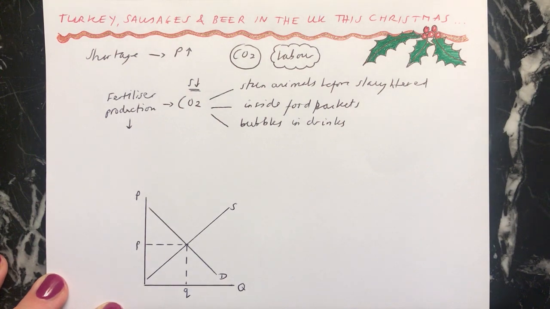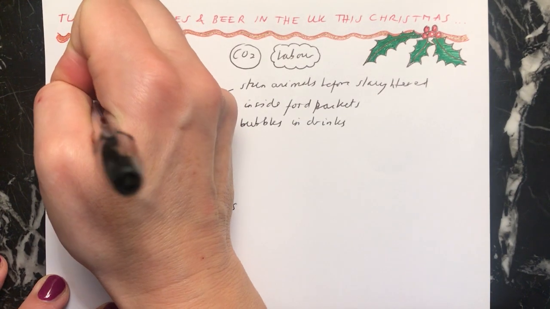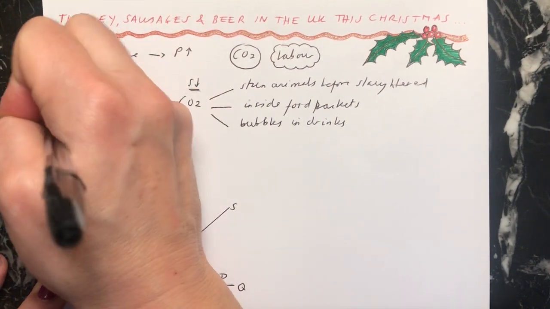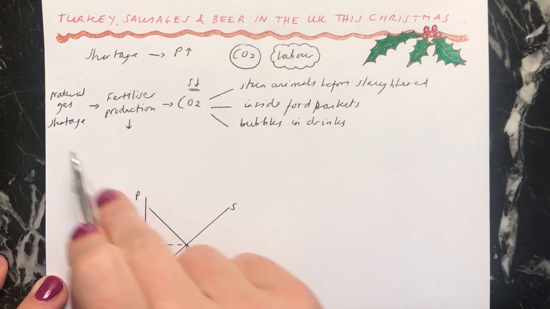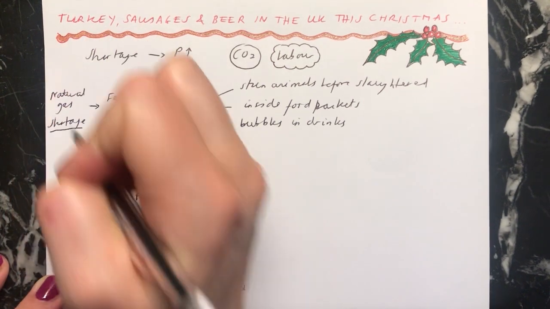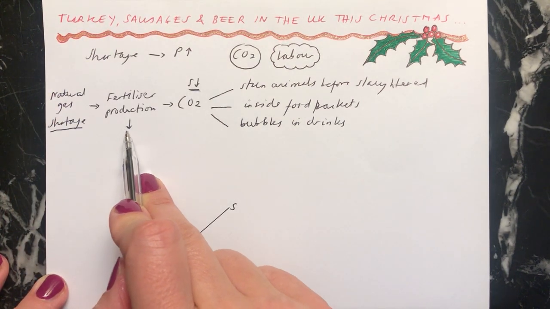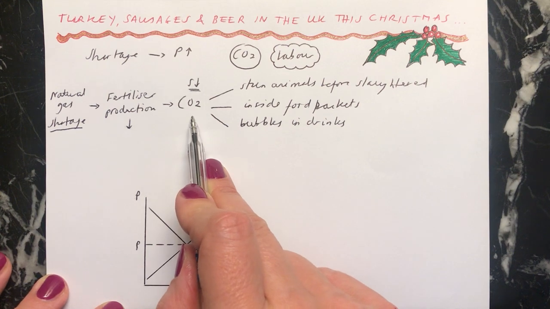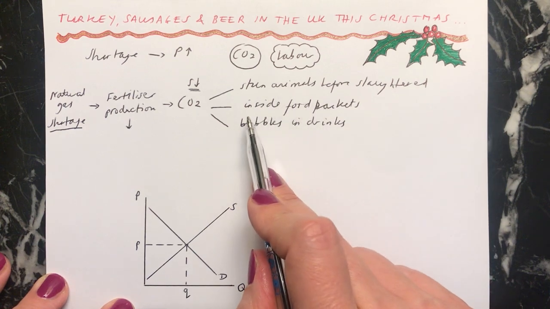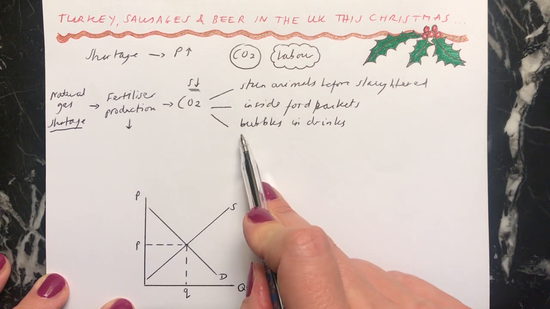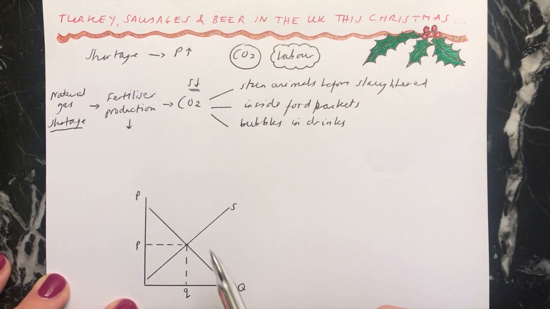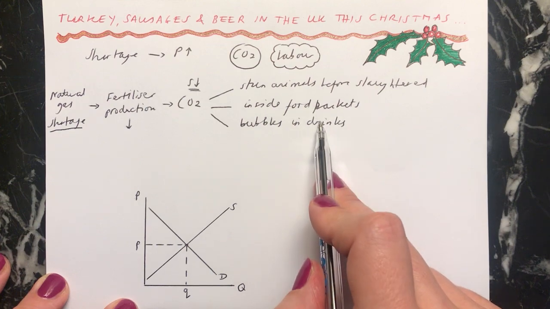And the reason that fertilizer production has gone down in the world is because there is a natural gas shortage. And they use natural gas to make the fertilizer. So because there's a shortage of natural gas, this means that there's less fertilizer production, and therefore there's less CO2. And because there's less CO2, they don't have as much CO2 for stunning animals, for putting inside food packets, and for putting the bubbles into drinks. And therefore, as a result of these things, we have got less production of these three things.